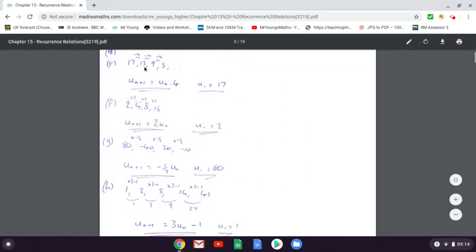E, we're decreasing by 4. We're subtracting 4 each time. So u n plus 1 would be u n minus 4 with a first term of 17. So 17 minus 4 is 13, minus 4 is 9, minus 4 is 5, and so on.